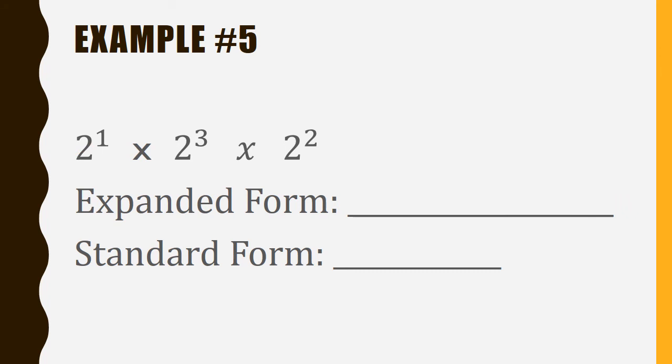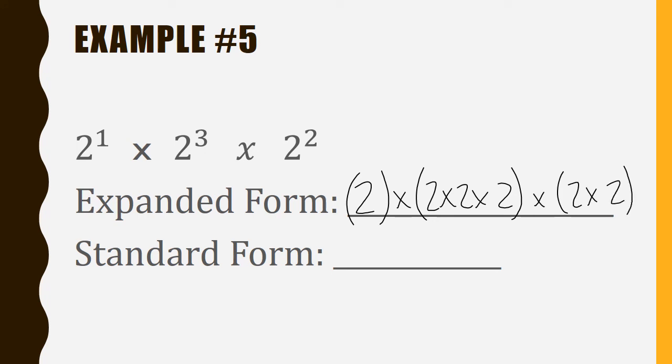Here we have one final example. So for this one, we have 2 to the 1st times 2 to the 3rd times 2 squared. So for this one, 2 to the 1st is just going to be 2 times 2 to the 3rd times 2 to the 2nd. Again, we just want to go through and count up how many 2's are being multiplied. So here I have 1, 2, 3, 4, 5, 6. 2 to the 6th power.